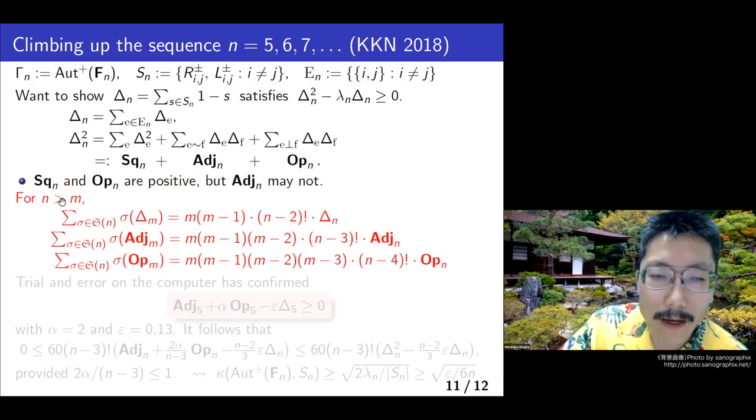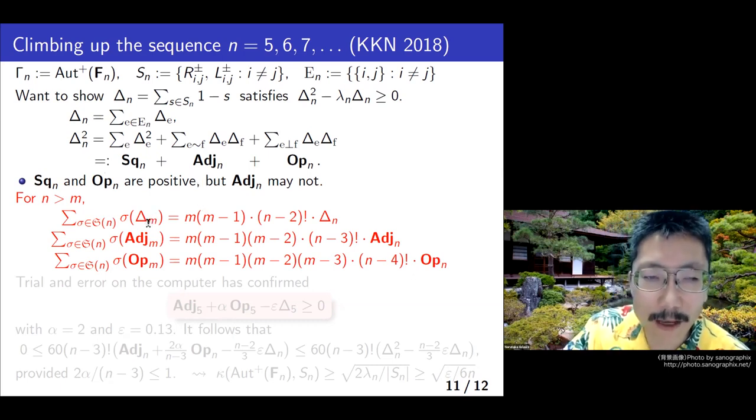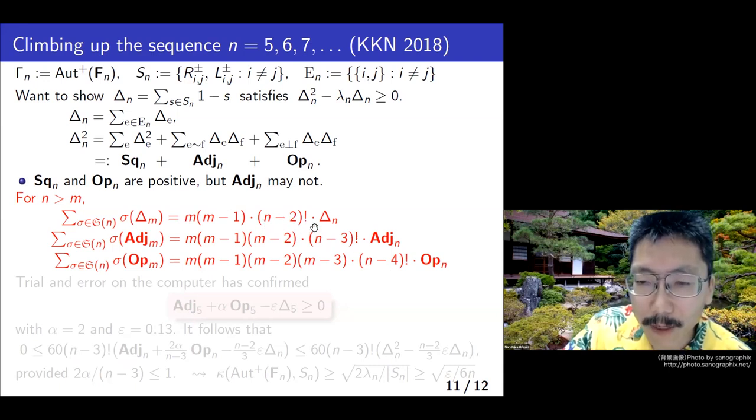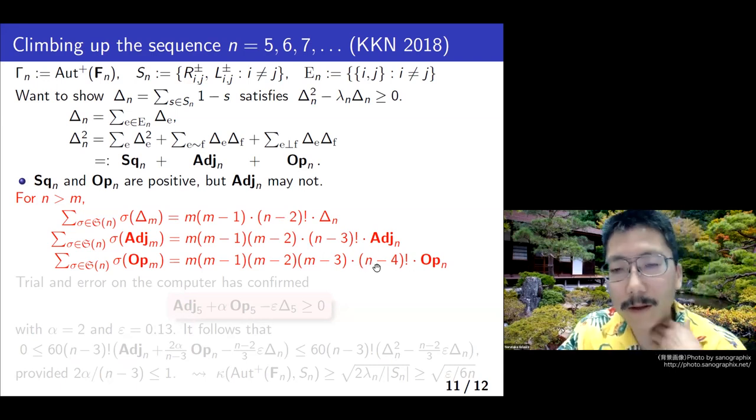But when n is larger, given m, we put Delta_m in the upper left corner of the n times n matrix, and we average it by symmetry permutations. Because this is only one edge, these are pairs of adjacent edges, and these are pairs of orthogonal edges. There are more orthogonal pairs of edges than adjacent edges, and adjacent edges are more than just edges, so that you get different numbers here: (n minus 2) factorial, (n minus 3) factorial, (n minus 4) factorial.